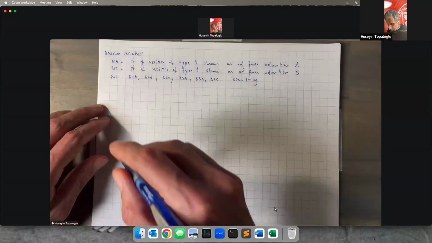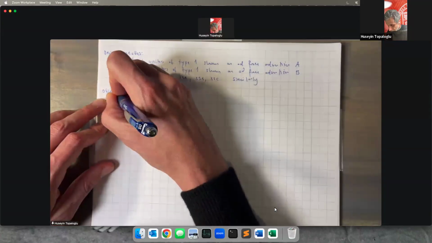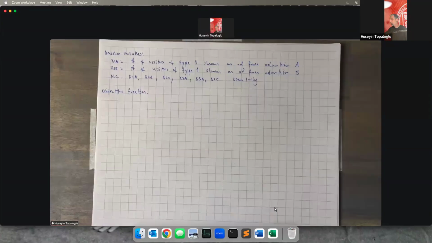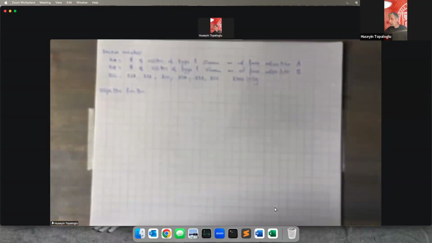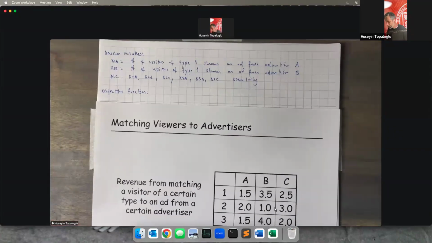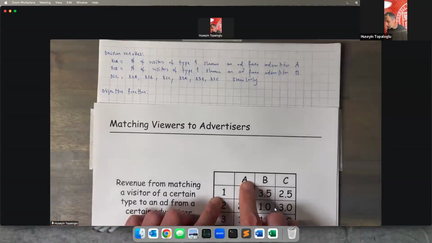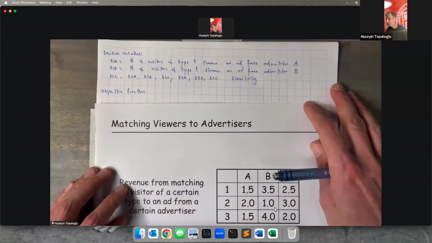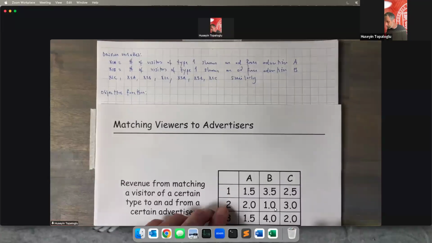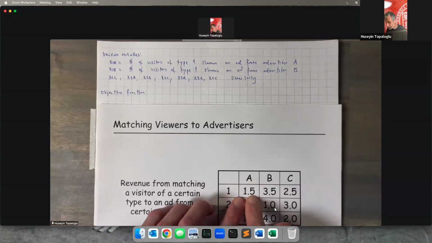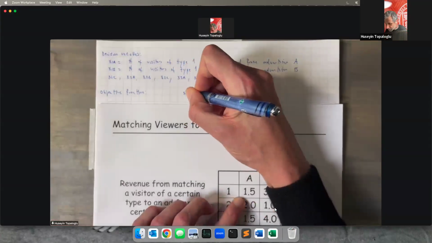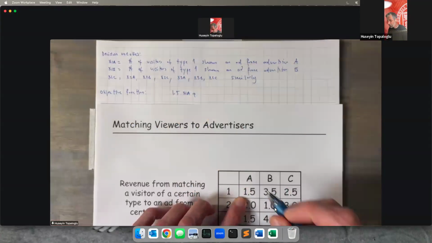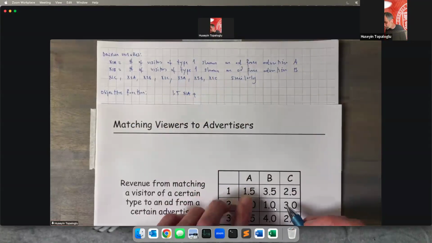Great. So the next thing we do is specify our objective function. Each visitor of type 1 seeing an ad from advertiser A is bringing us 1.5 cents. So we have x1a visitors of type 1 seeing an ad from advertiser A, and each one of those people is going to bring us 1.5 cents. So that is the revenue that we collect from visitors of type 1 seeing an ad from advertiser A.